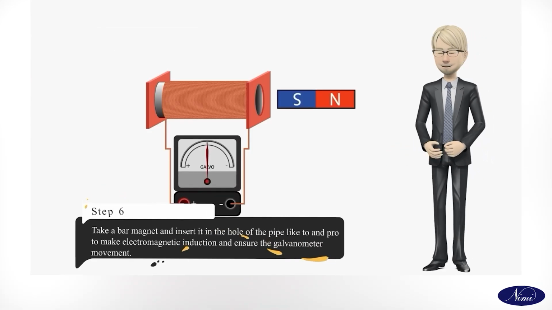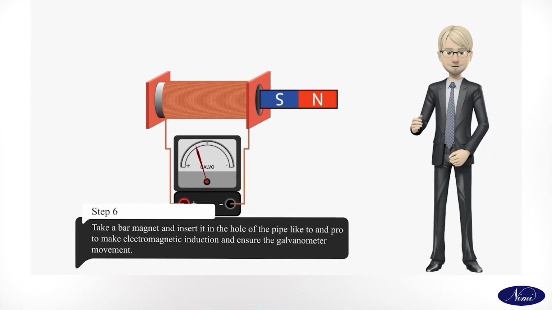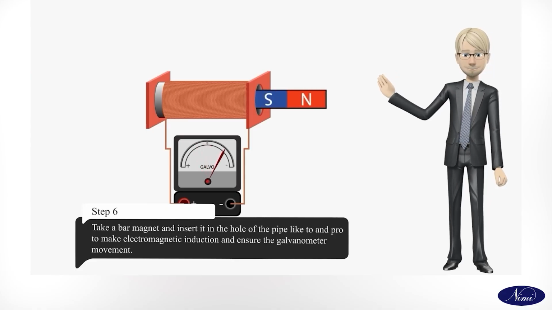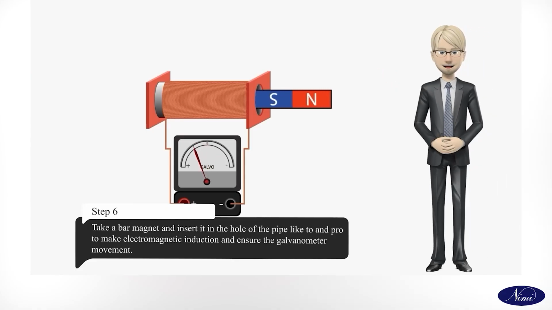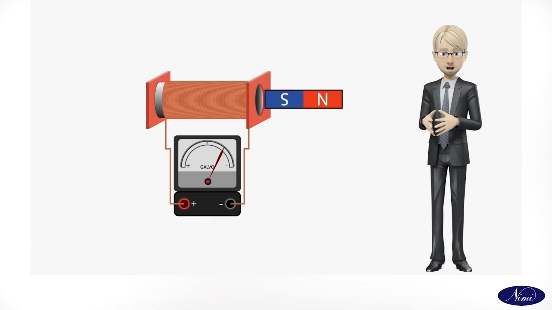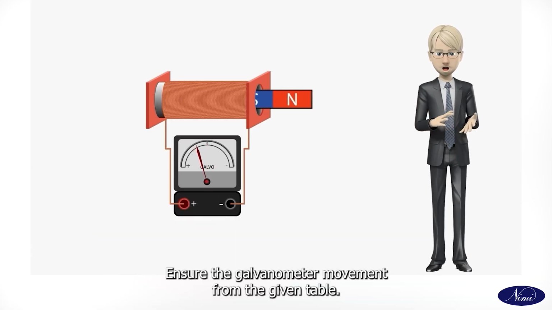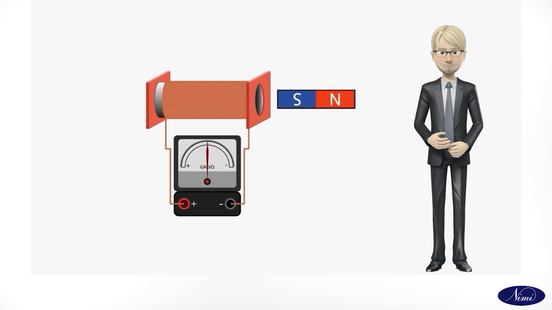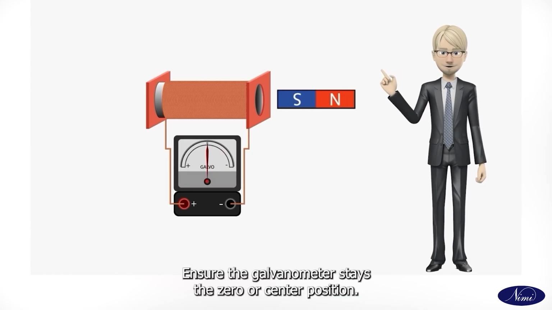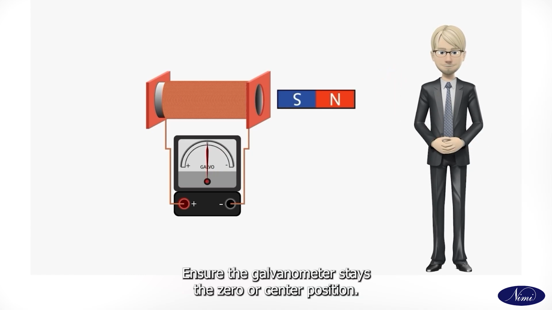Take a bar magnet and insert it in the hole of the pipe, to and fro, to make electromagnetic induction and ensure the galvanometer movement. Ensure the galvanometer movement from the given table. Ensure the galvanometer stays in the 0 or center position.